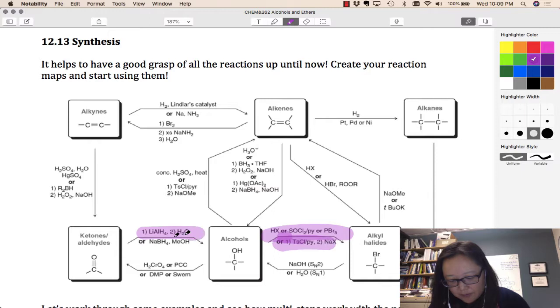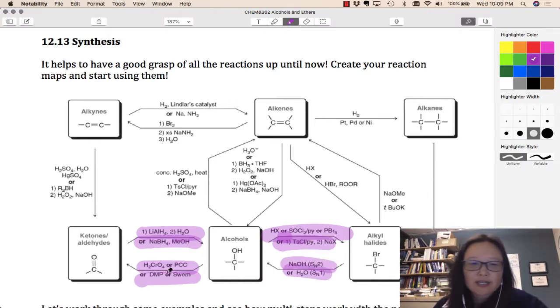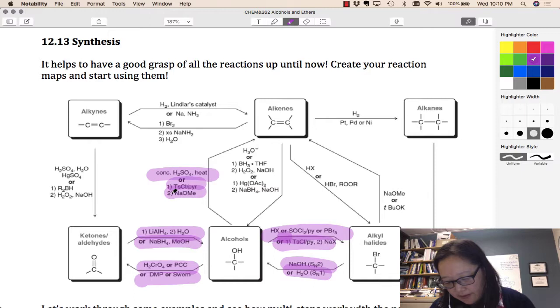Is this oxidation or reduction? Is this oxidation or reduction? How does that work? You don't have to know the mechanisms for the oxidation reduction so much, because they're somewhat complicated, but do know how the reductions work generally and how all these substitutions and eliminations work. These are also new here.